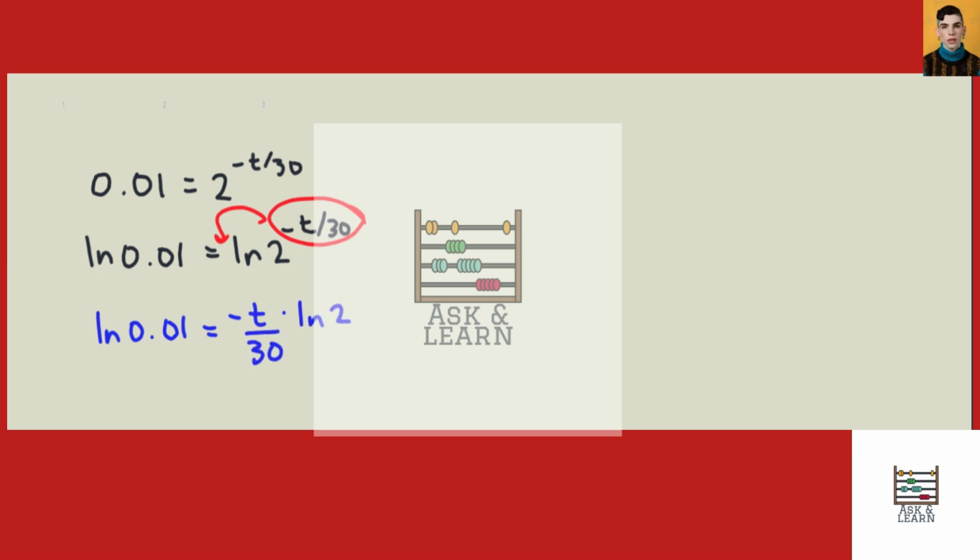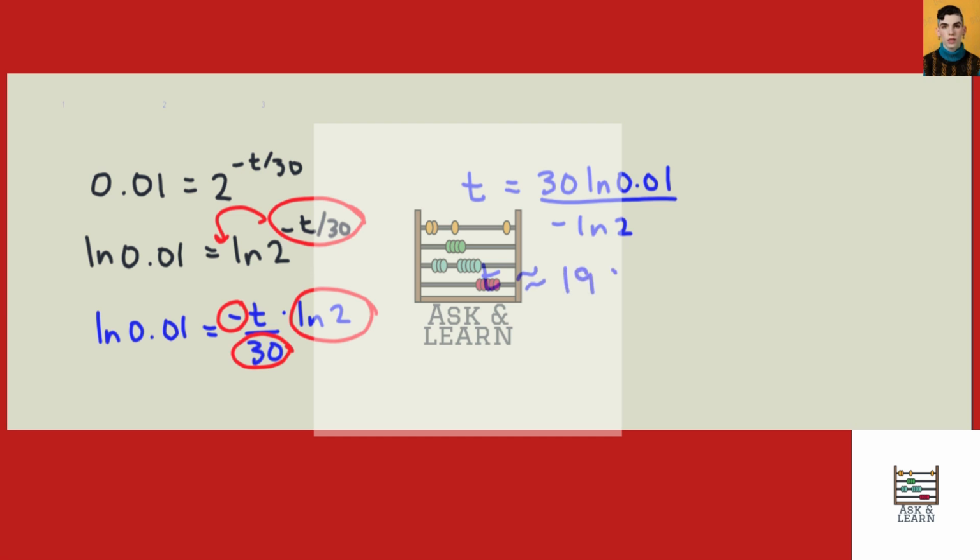Now what we want to do to get t by itself is multiply both sides by 30 and divide both sides by negative natural log 2. So that gives us t equals 30 natural log of 0.01 divided by negative natural log 2. And then we put that in the calculator, and we get an approximate value of 199.3 years. That's the time it would take for this substance to decay to 1 milligram.